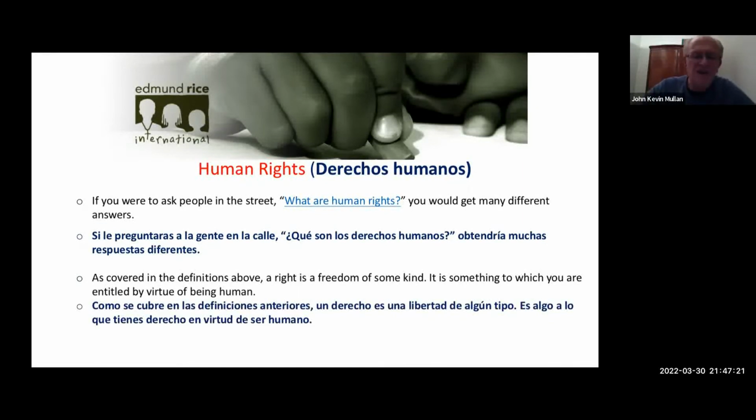And as mentioned in the definition above, a right is a freedom of some kind. It's something to which you're entitled by virtue of being human. So human rights do have connections with freedom and protecting that freedom and ensuring that people enjoy it.